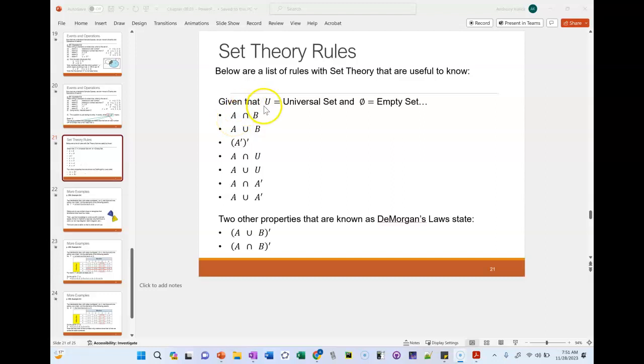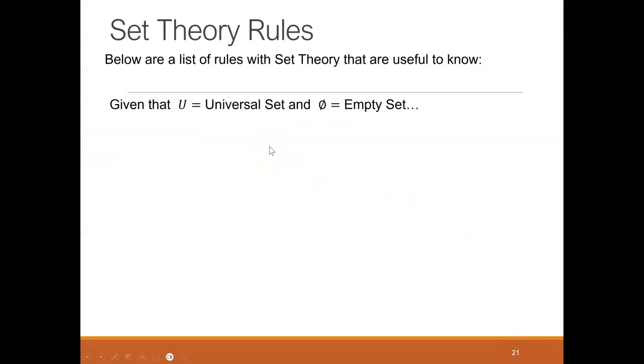So given that U is the universal set and this is the empty set, if I take the intersection of two sets, oh, that's why it's not in the... Can I go to the last one? Yeah, of course. All right.